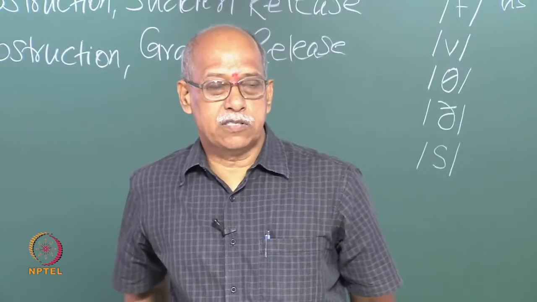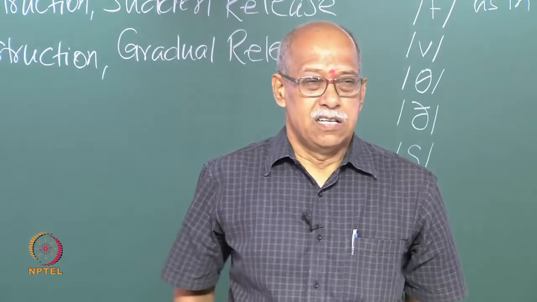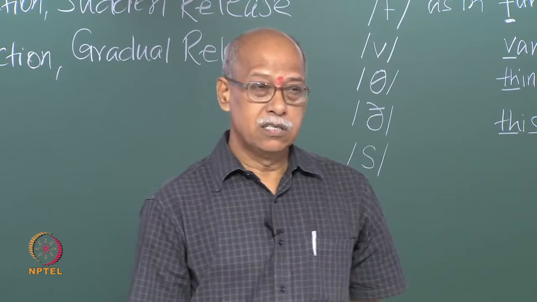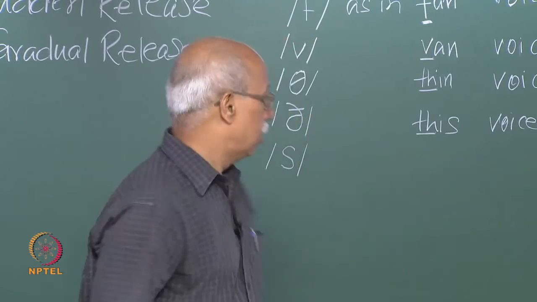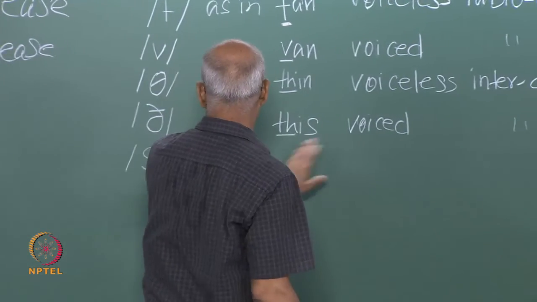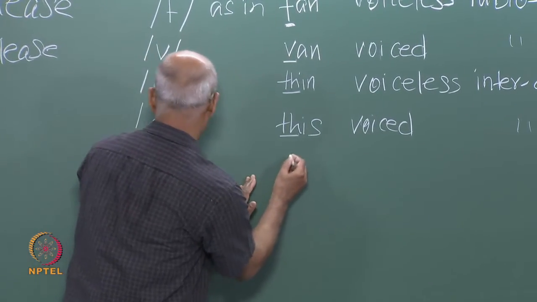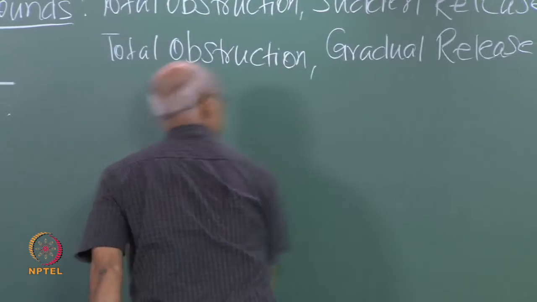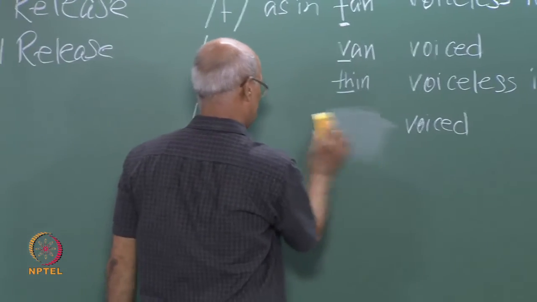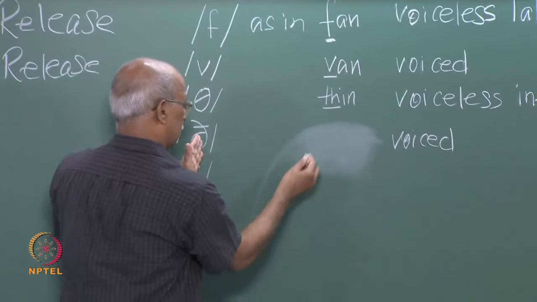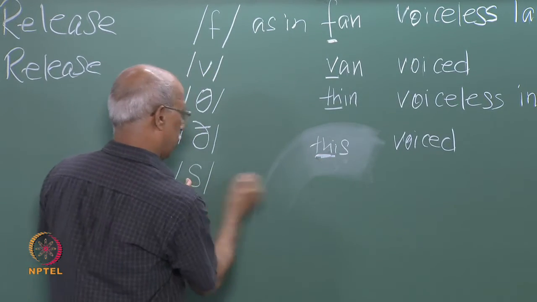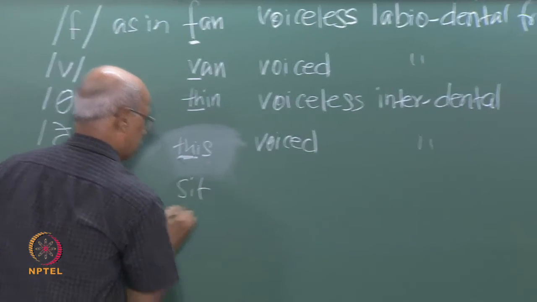As in sip, sin, sit, sat. Okay? You know, lots of words. This, okay? Miss. Right? So, what shall we say? As in, I'm sorry, please pardon me, I made a very stupid mistake. I did not write the example here. It should be, sorry, this, and we are writing example for, as in, sit.